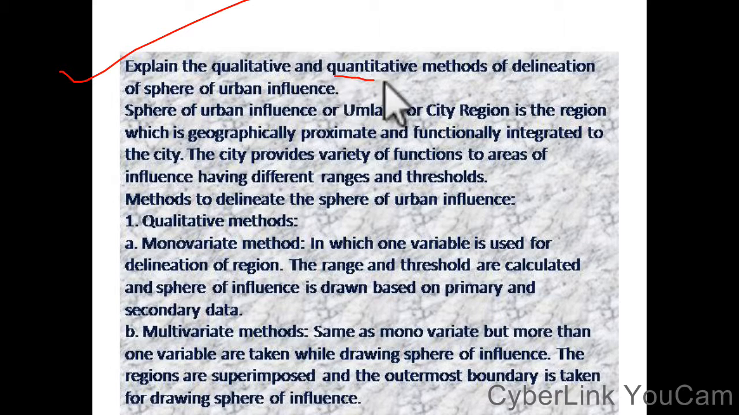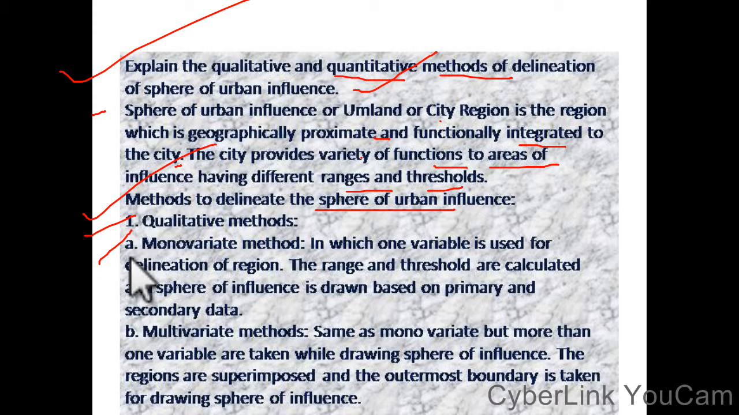First question, look: explain the qualitative and quantitative methods of delineation of sphere of urban influence. Sphere of urban influence, or hinterland or city region, is the region which is geographically proximate and functionally integrated to the city. The city provides a variety of functions to areas of influence having different ranges and thresholds. Methods to delineate the sphere of urban influence.